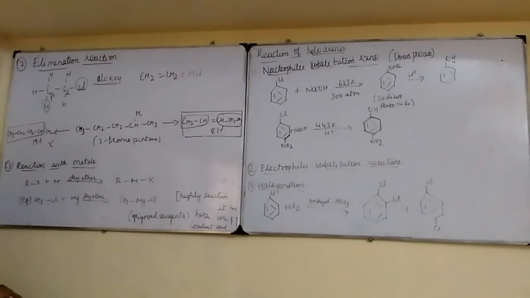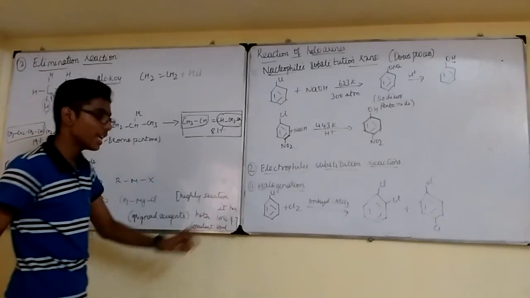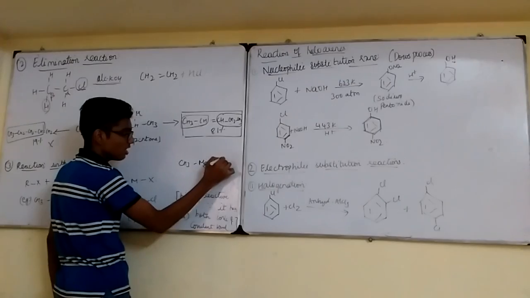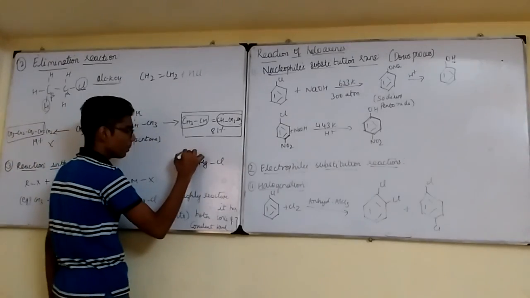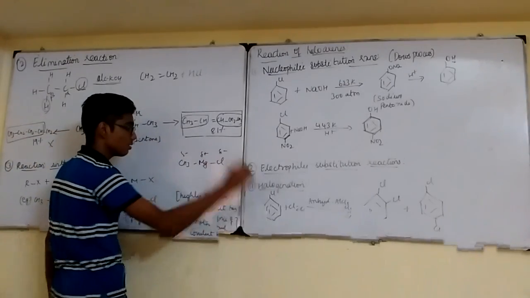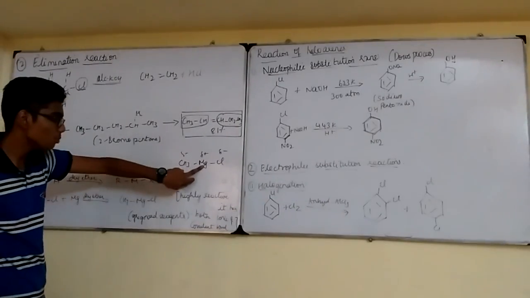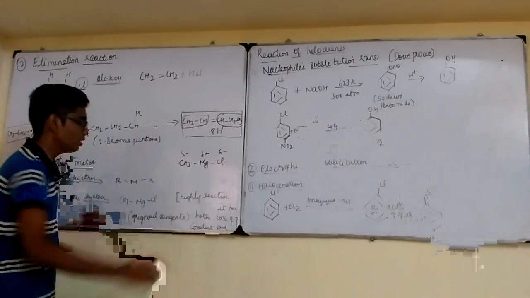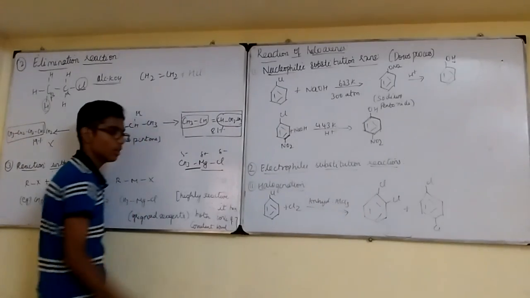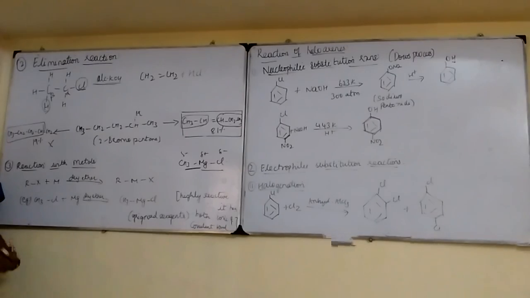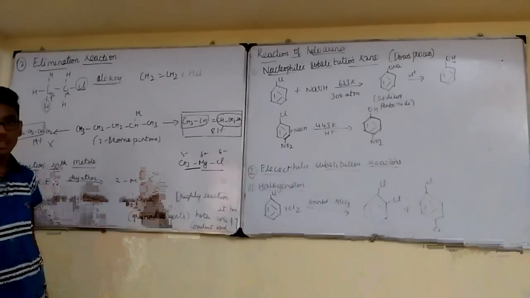Why are they highly reactive? It is because they have both ionic and covalent bonds. When you see CH3MgCl, it again has partial negative charge, partial positive charge, partial negative charge. So, it will have both an ionic bond as well as a covalent bond. This is going to be ionic, and this is going to be a covalent bond. So, that is why they are highly reactive. It is unstable, so they are highly reactive.